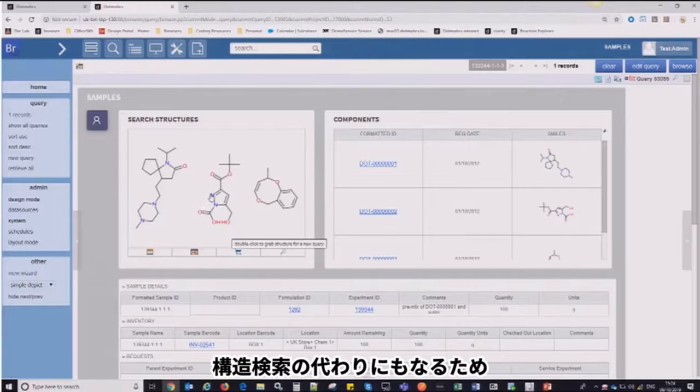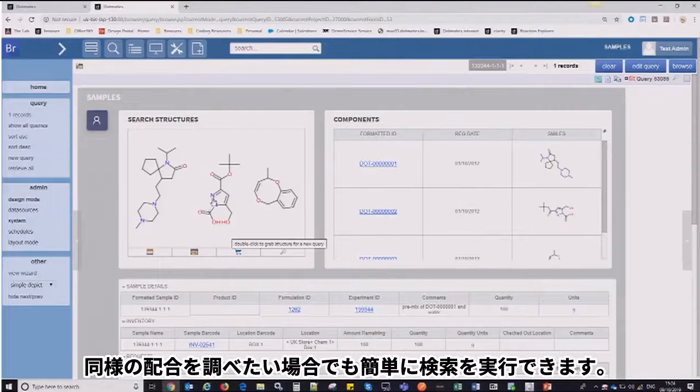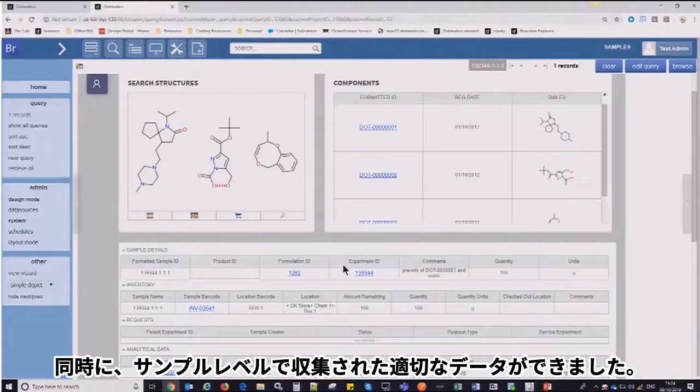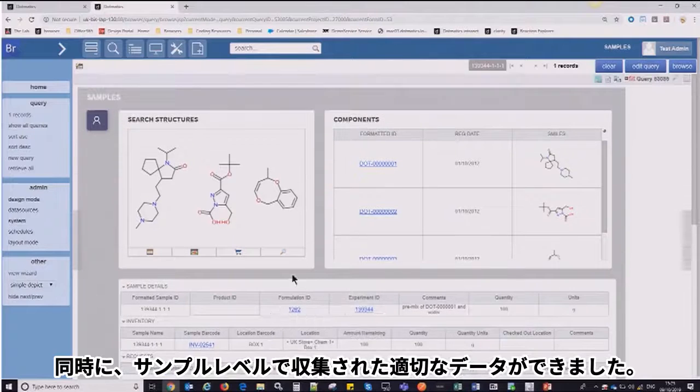This is also structure searchable, so if you are interested in similar formulations, this can all be searched very easily. And then you've got the appropriate data that's collected at the sample level as well.